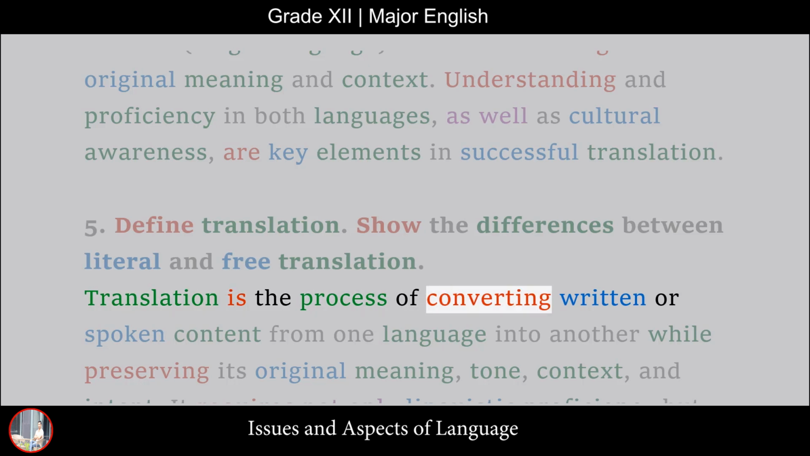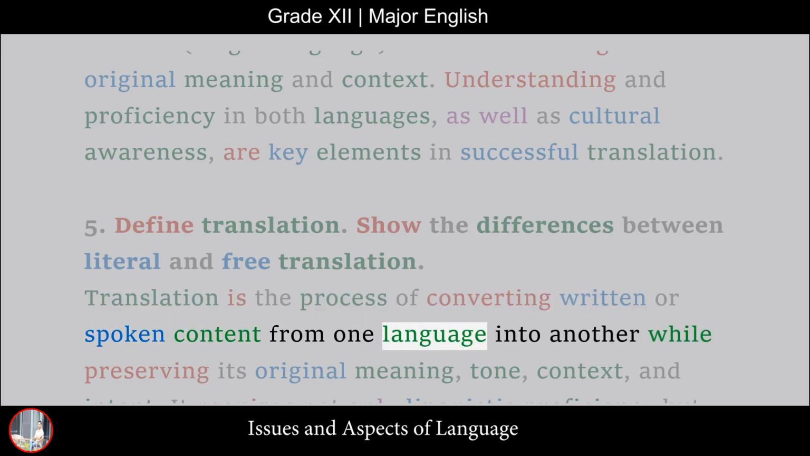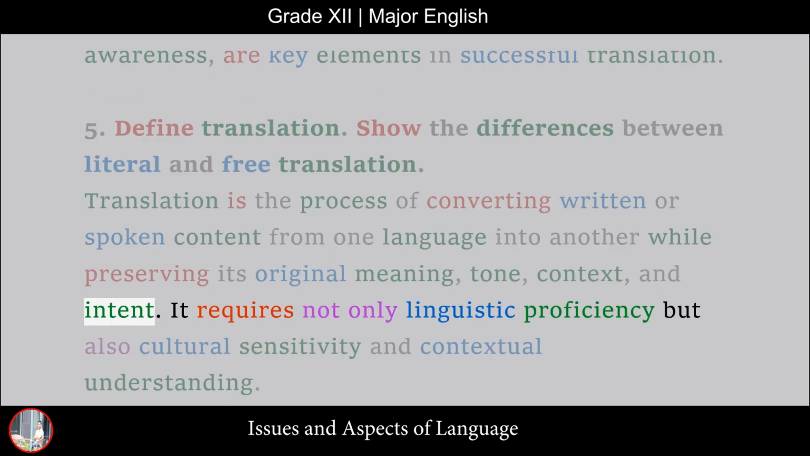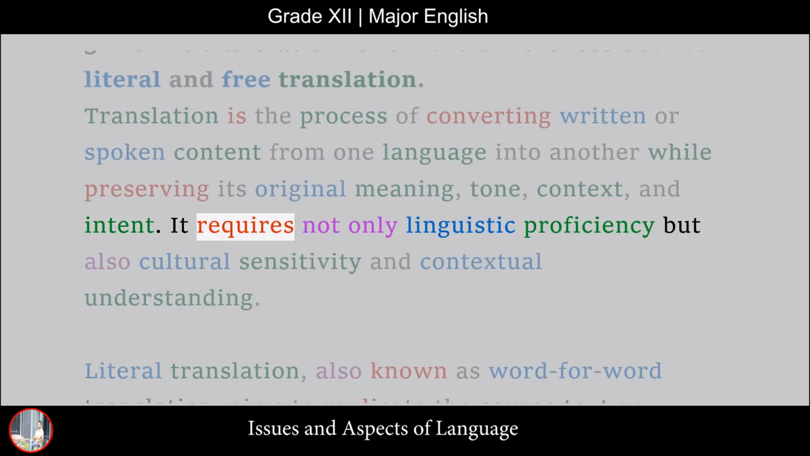Translation is the process of converting written or spoken content from one language into another while preserving its original meaning, tone, context, and intent. It requires not only linguistic proficiency but also cultural sensitivity and contextual understanding.